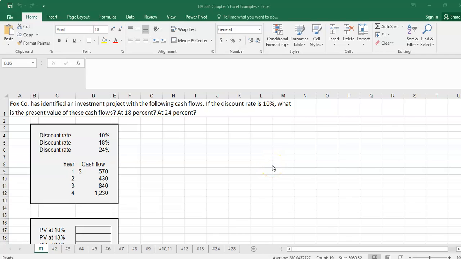Chapter 5 Examples for Business Finance. In Chapter 5, we continue looking at time value of money problems.